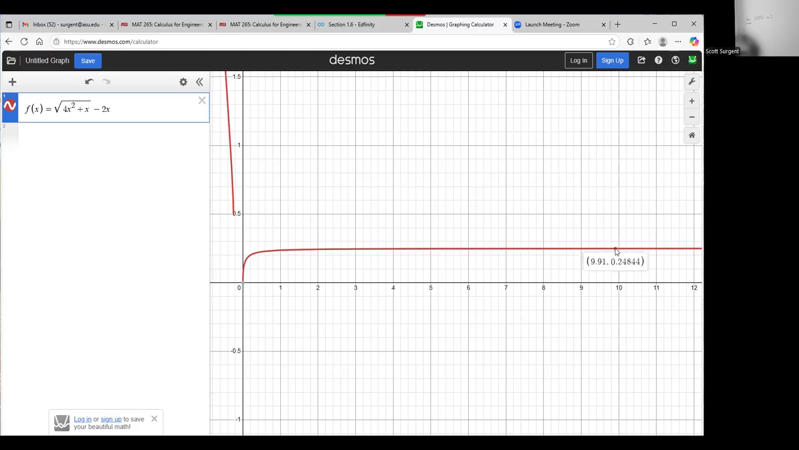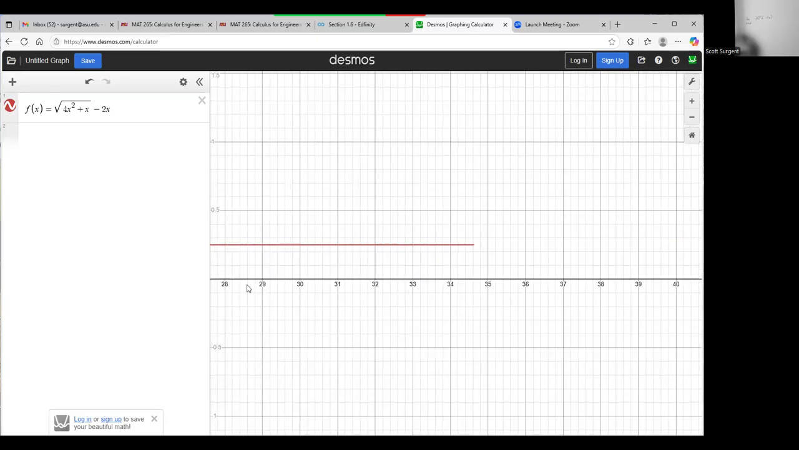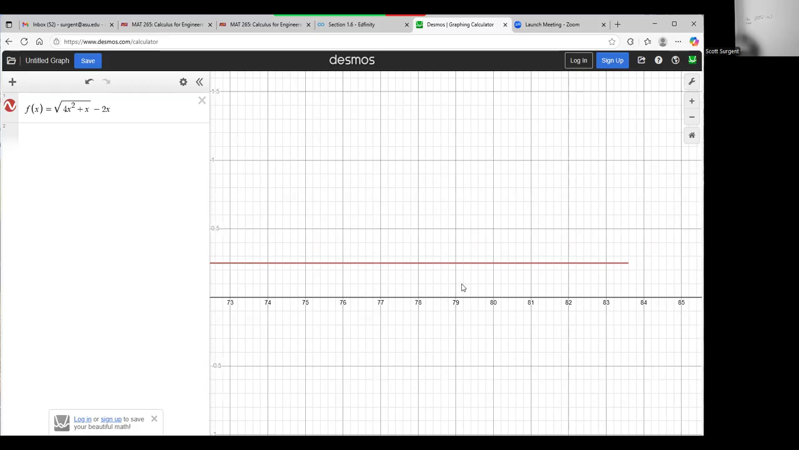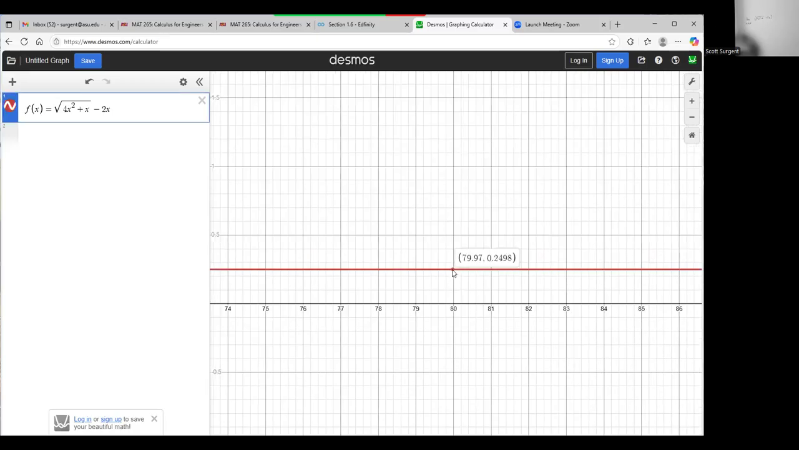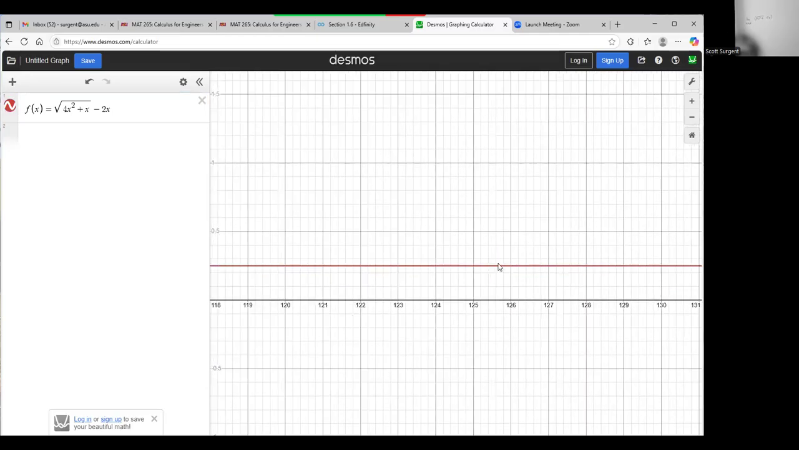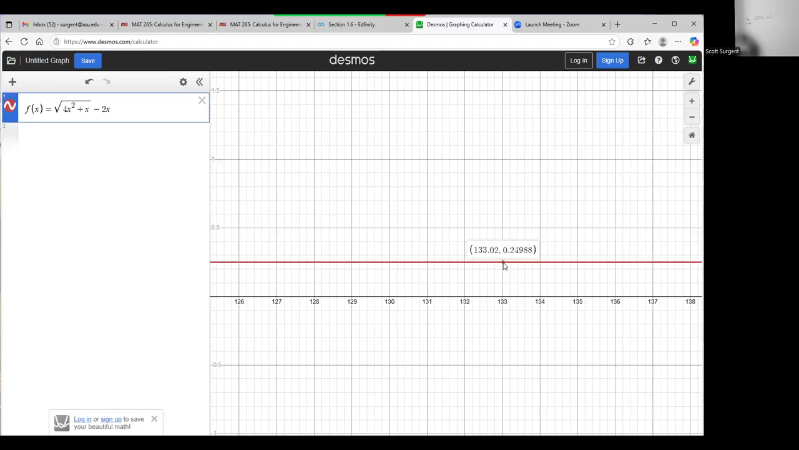But you can actually put your cursor on the graph and notice that the y values are, in this case, 0.24858. And if I keep going to the right, let's go way to the right. Here we are at 80. It's 0.24981. Keeps on going and going. 0.24988. You'll notice that the y values are slowly increasing, but they're never going to get above a certain number.